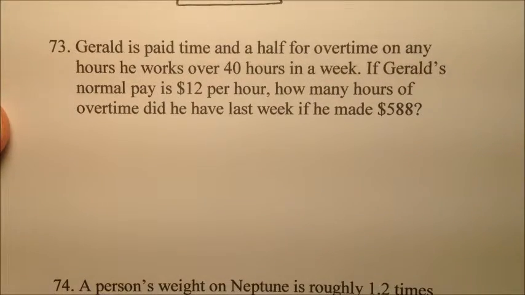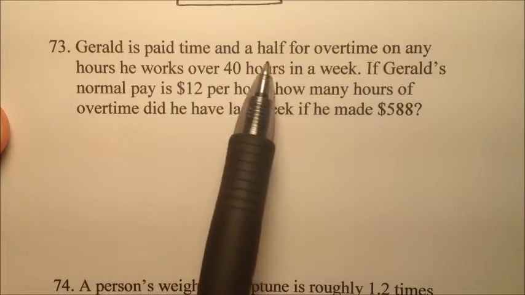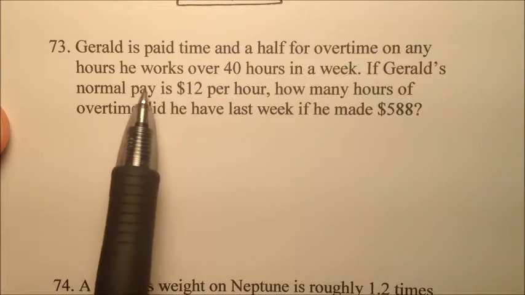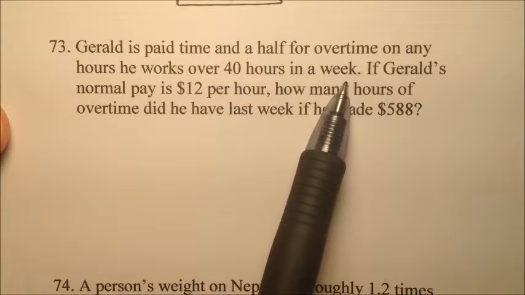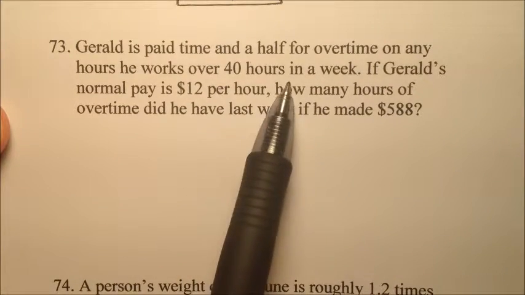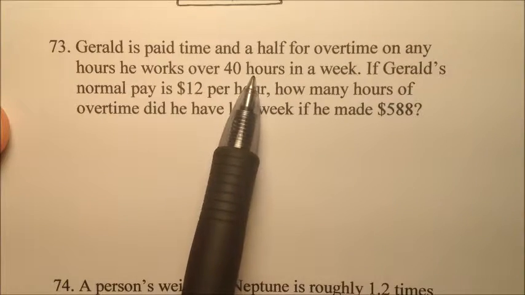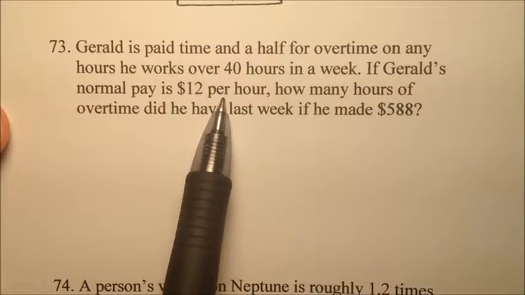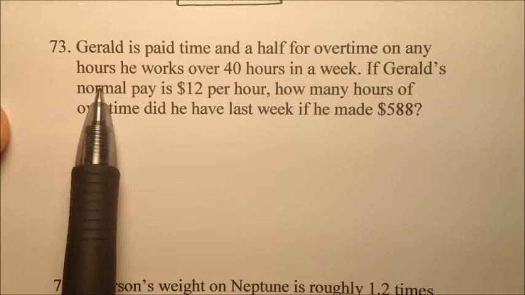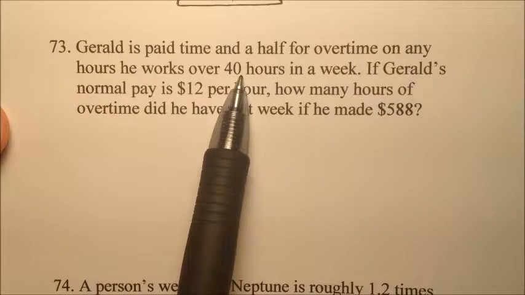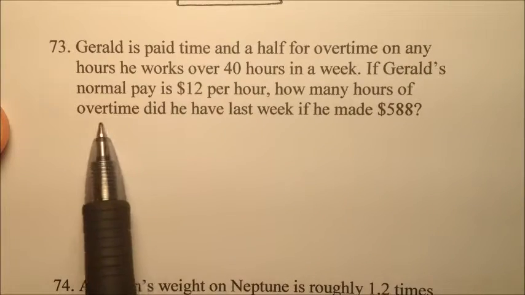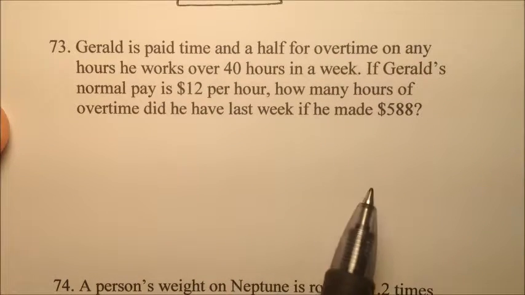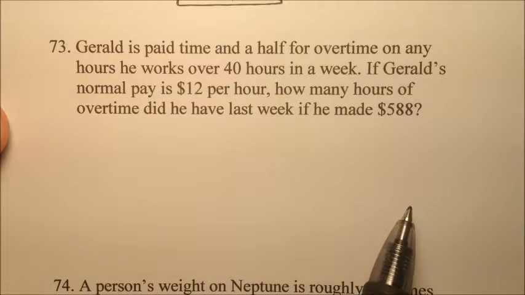Number 73 says, Gerald is paid time and a half for overtime on any hours he works over 40 hours in a week. So a normal work week is going to be 40 hours, so anything above and beyond the 40 hours is going to be called overtime. So if Gerald's normal pay is $12 per hour, and normal pay means that's what he gets for the first 40 hours that he does, how many hours of overtime did he have last week if he made $588?